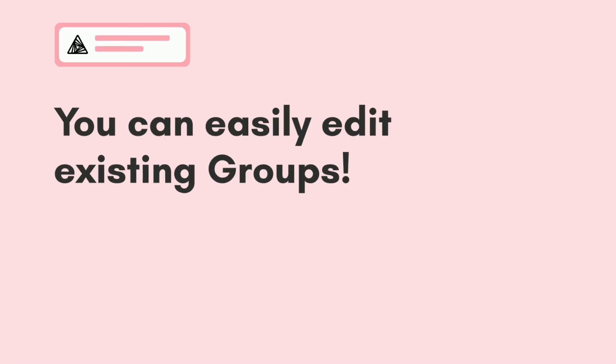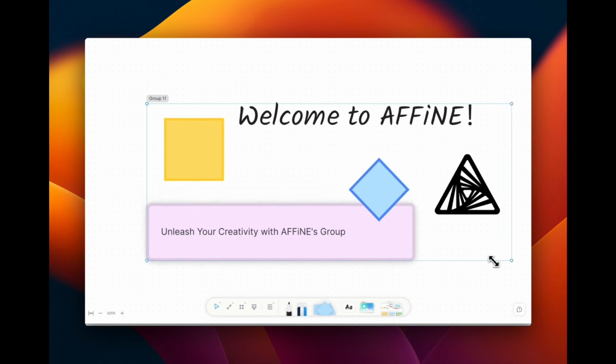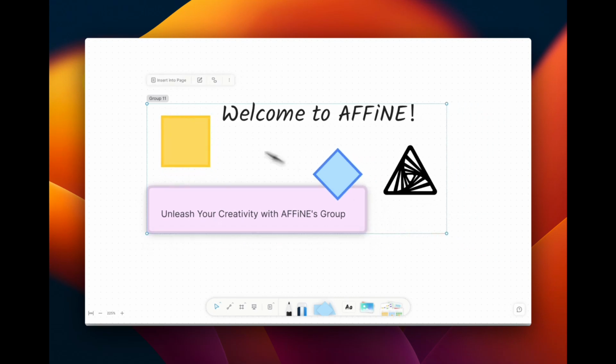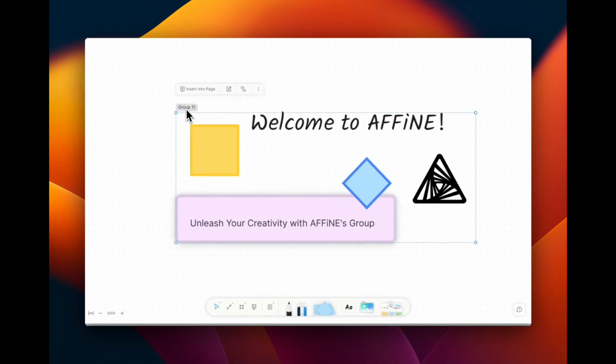You can easily edit existing groups. Click on an element or region. Here comes the identified group. Resize by adjusting the borders. You will witness all elements within the group proportionally adjust. Or drag to move a group. Say no to select and adjust one by one.